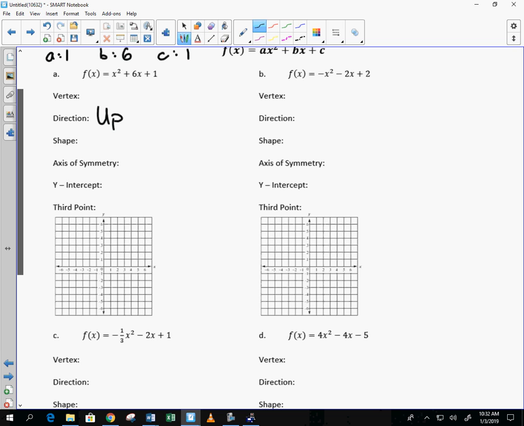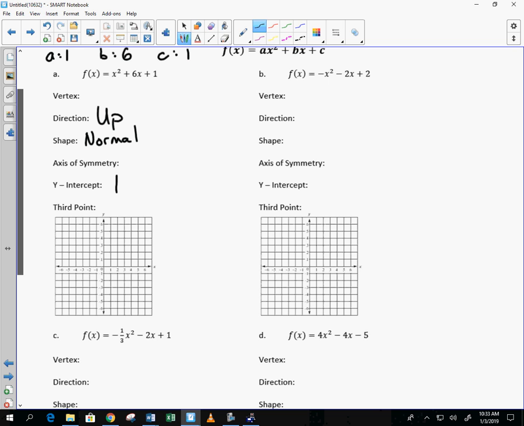There's a 1 in front of there. So is it going to be wide, narrow, or normal? It's going to be a normal-shaped parabola. The y-intercept is super easy to find as well. Do you remember which one tells us the y-intercept? C. And what is C? 1. So that means it actually crosses through the y-axis at 1, and we'll plot that point in just a second.